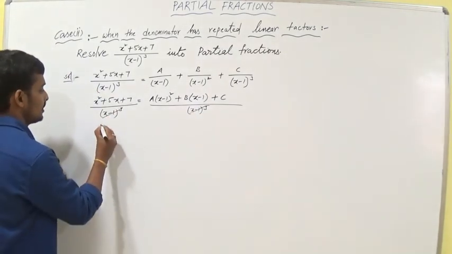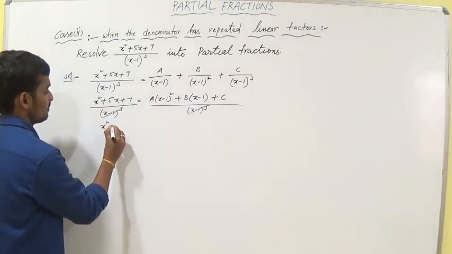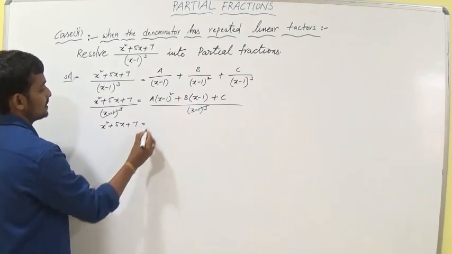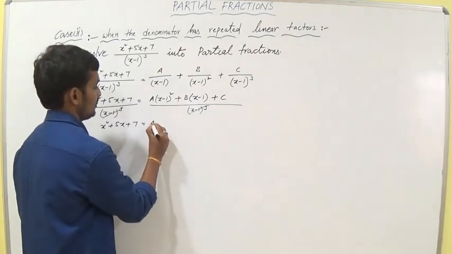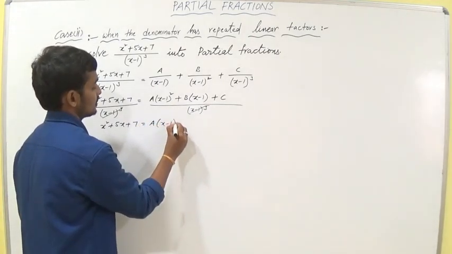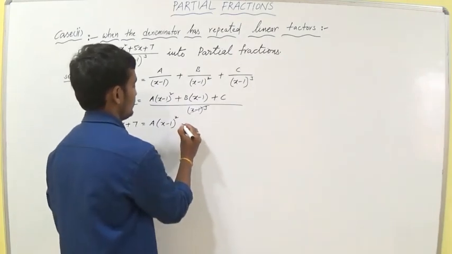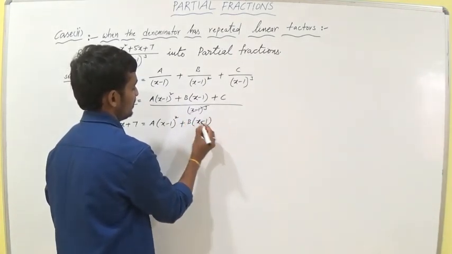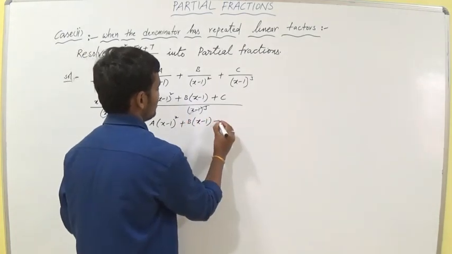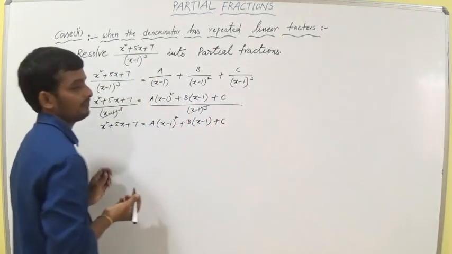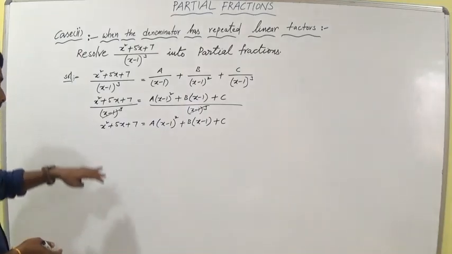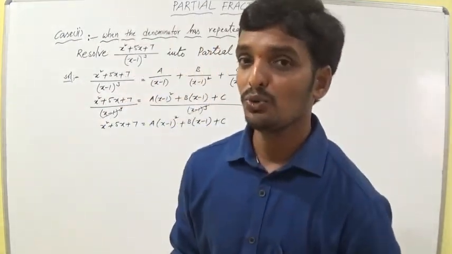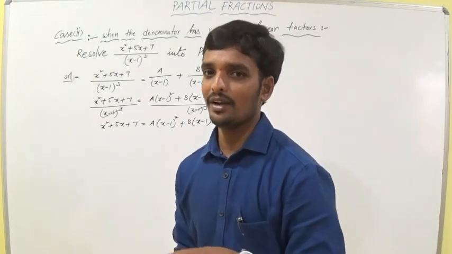What will you get? x square plus 5x plus 7 is equal to a into (x minus 1) whole square plus b into (x minus 1) plus c. So up to here I think everyone is correct. Now we have to use your brain in a sharp way.